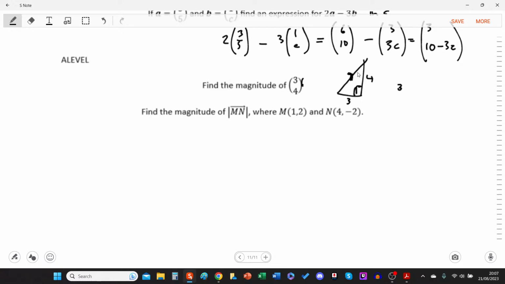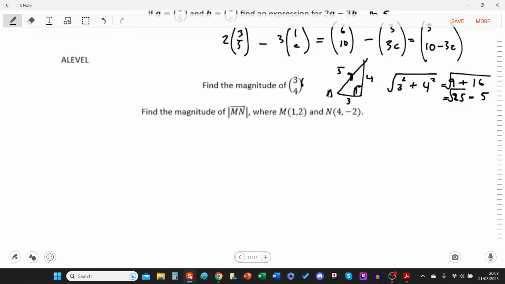And as our standard method tells us, we have 3 squared plus 4 squared, and that's going to be 9 plus 16, good old 25. And that's equal to the long side squared. So we are going to square root that. Essentially we can write it like this to save myself some space and time. And the length is 5. So we know that the magnitude of that is 5.